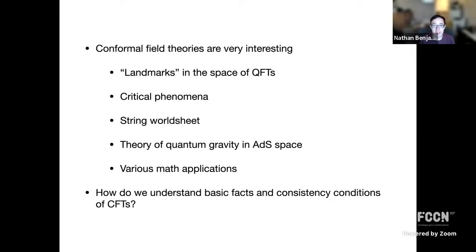So the question that I want us to have in the back of our minds during this talk is, how do we understand some basic facts and consistency conditions of conformal field theories? In particular, the question I want to ask is, what are universal features that all CFTs share? Let's forget about the details of any one particular CFT, like the 3D Ising model, and just ask, what are some things that all CFTs share in common?